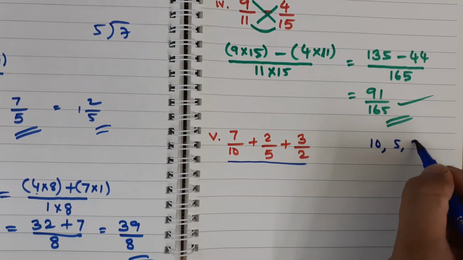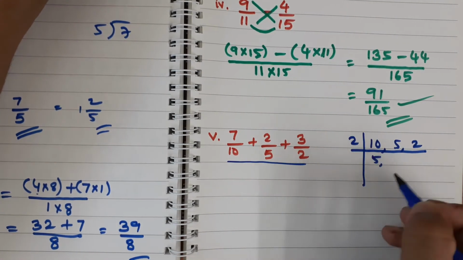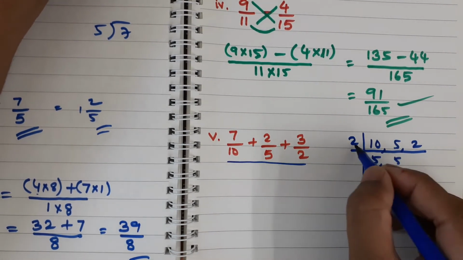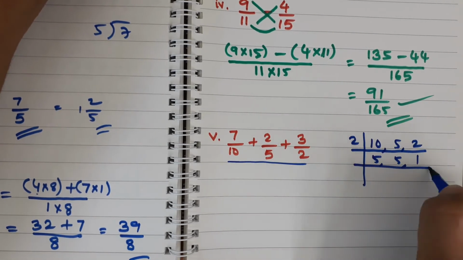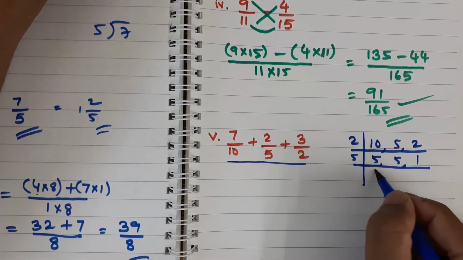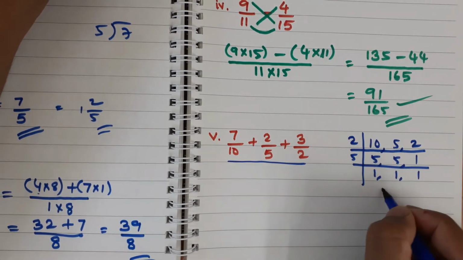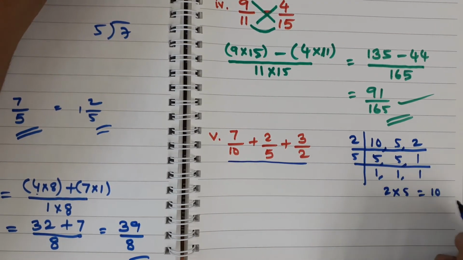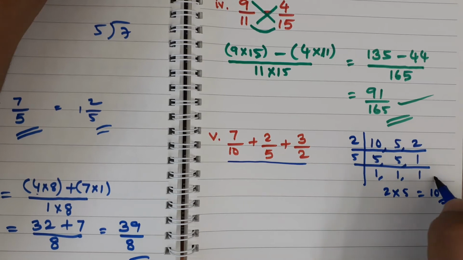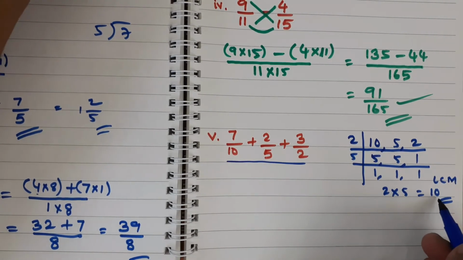Here 10, 5, 2. Now I am taking the 2 table. 2 into 5 is 10. So in 2 table 5 is not there, so simply write here 5. 2 ones are 2. Then after here 5, then 5 ones are 5, 5 ones are 5, 1 as it is here. So 2 into 5, what is the answer here? So 2 into 5 is 10. So here 10 is the LCM. Then here we have got the LCM here 10.